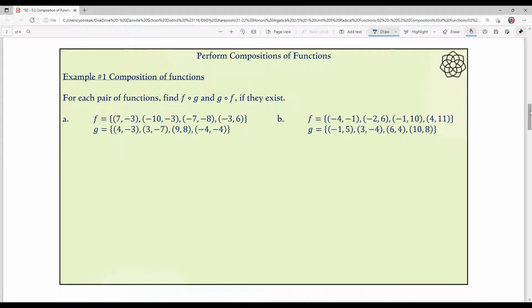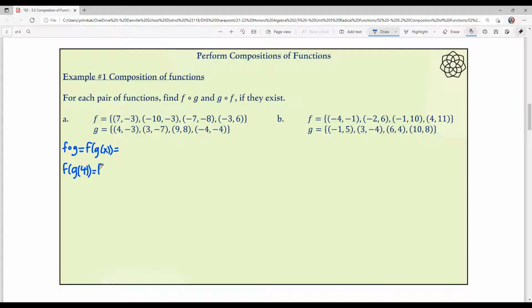So first, let's see if, given two functions, you can actually find the composition. For each pair of functions, find f circle g and g circle f if they exist. The first one we're going to find is f circle g. If it exists, f circle g is the same as f of g of x, according to the definition on the previous page. So first I want to find f of g of, and you look at the g function, and the first one that I'm going to do is 4.